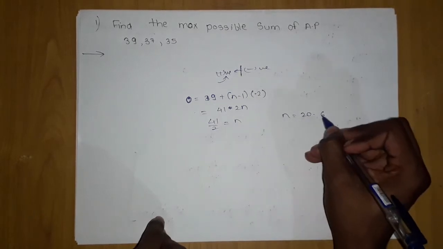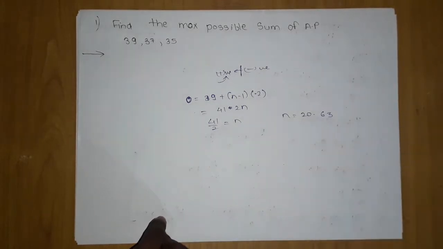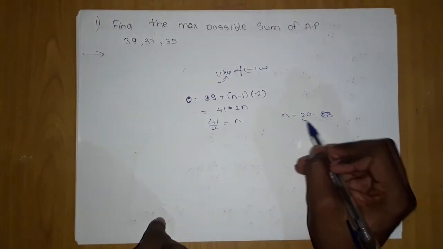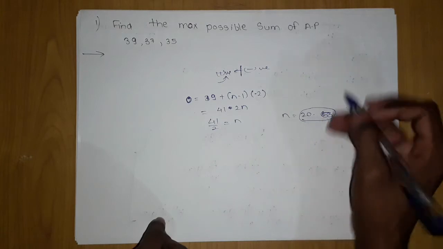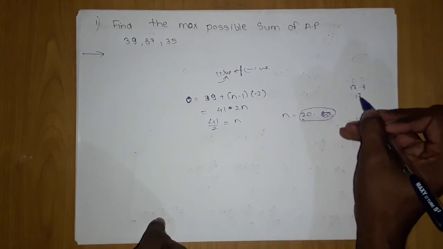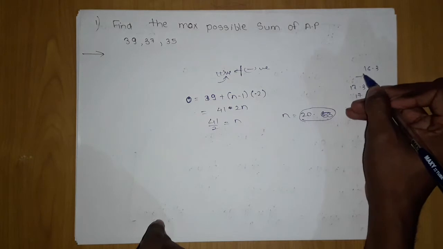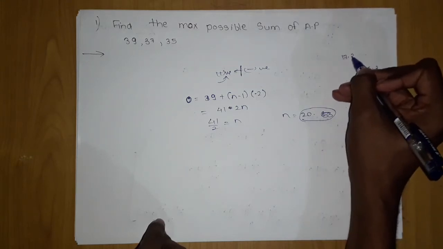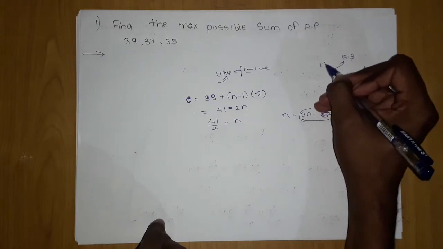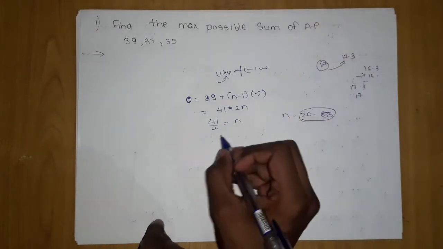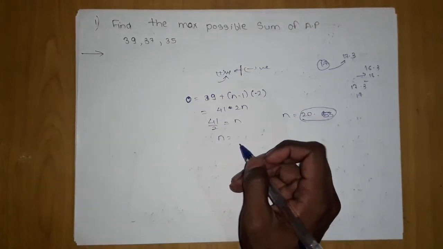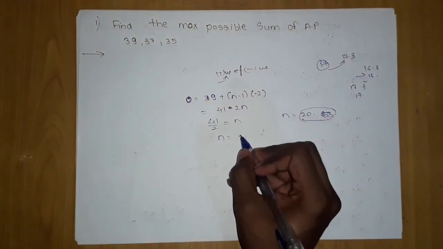So 20.5 or whatever, it doesn't matter, we don't need to calculate it. Just take the rounded-down value: if it was 17.3 we would take 17, if it was 16.3 we would take 16. When there is any decimal point, you just take the value before it. So we got the n at which there is a last positive number, which is n equal to 20.